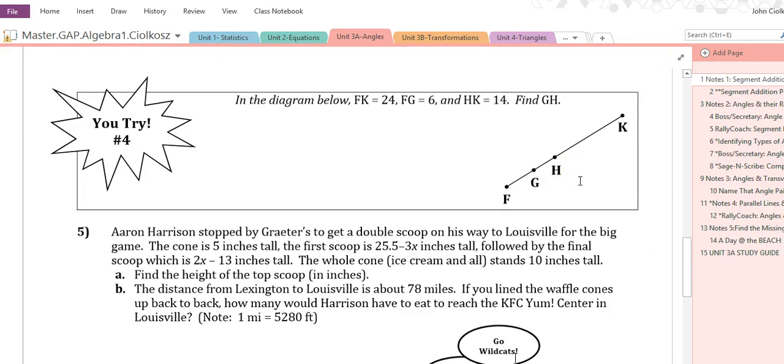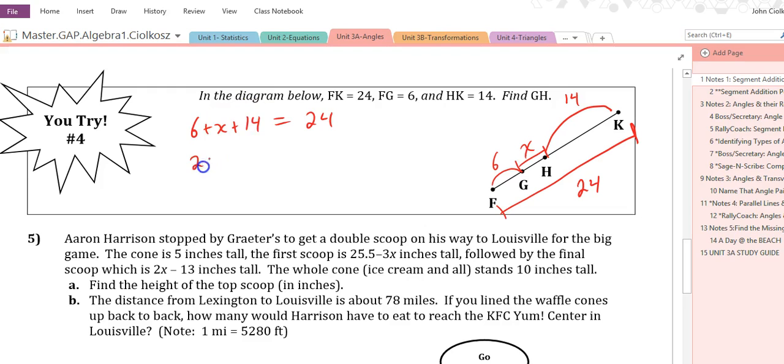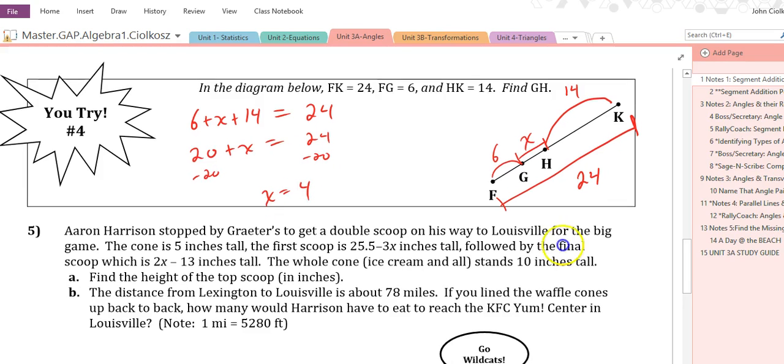So, let's label what we know. FK is 24. So this whole thing here, FG is 6, HK is 14, and we want to find GH here. So that GH is what we're trying to find. So let's think, if I add up all three of these small parts, it's equal to my total here, 24. Let's combine. Subtract. X would be 4 here. Our GH is 4.